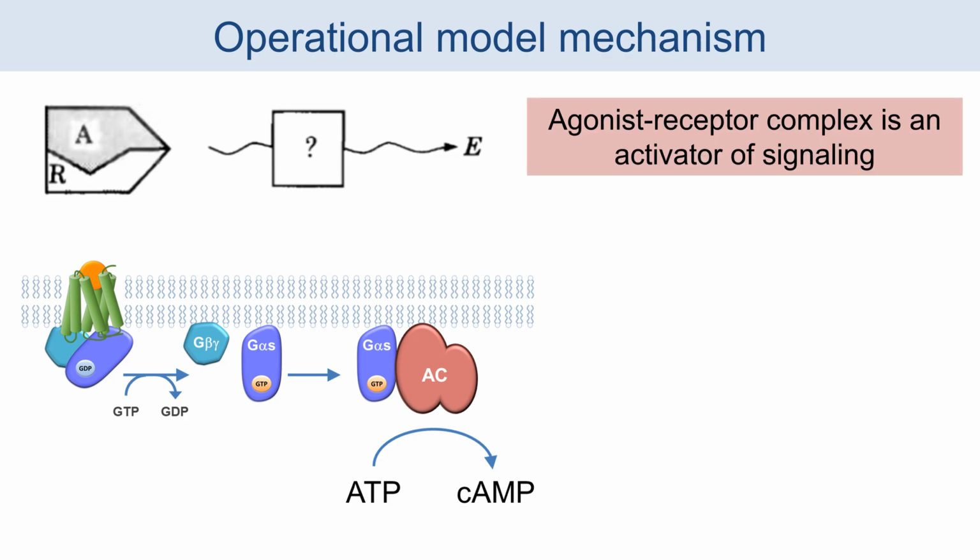This leads us to the first assumption of the operational model. The agonist-receptor complex acts as an activator of the signal transduction machinery. This assumption is, of course, consistent with what we know about how GPCRs generate signals, as shown in our diagram of cyclic AMP signaling here. This assumption that the agonist-receptor complex is an activator of signaling has a really important consequence.